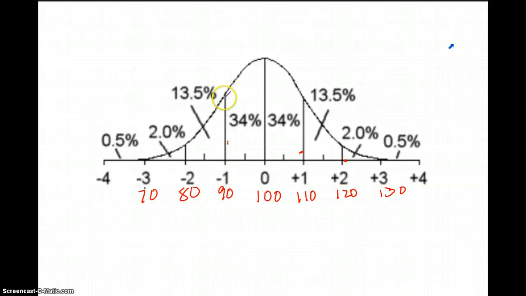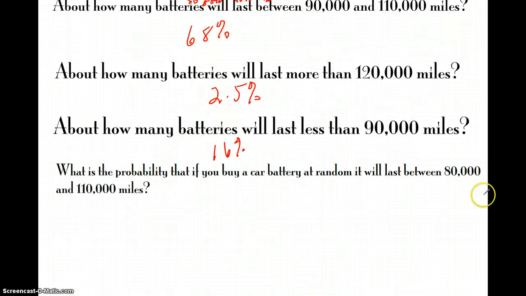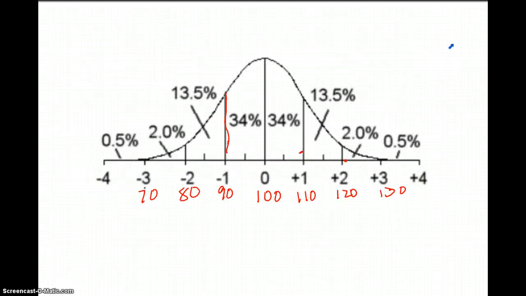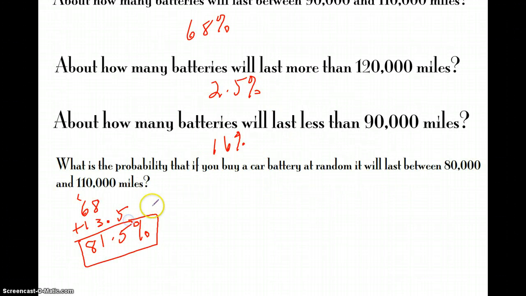How many batteries will last less than 90? Going back to it, here's our 90 bar. We want left of it, we want less, so we add these values up. 0.5 plus 13.5 is 14%, plus 2 is 16%. Then the final question says, what's the probability if you buy a car battery at random, it will last between 80,000 and 110,000? So between 80 and 110 is this area, which is represented by, we know that this is 68 plus 13.5 is 81.5%.